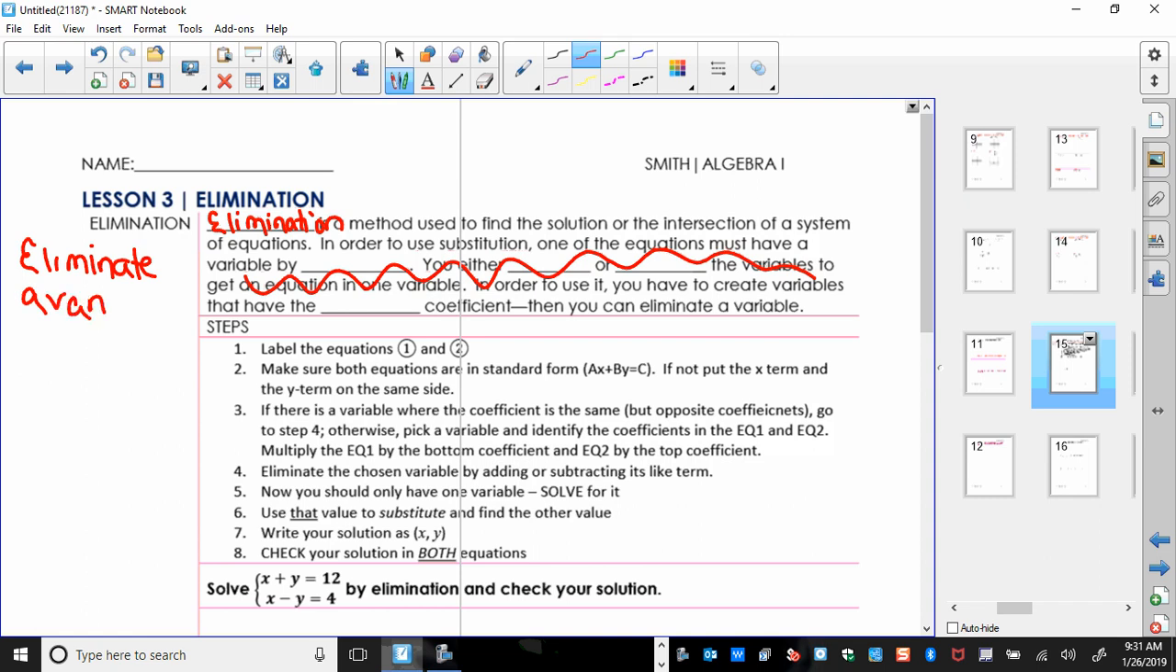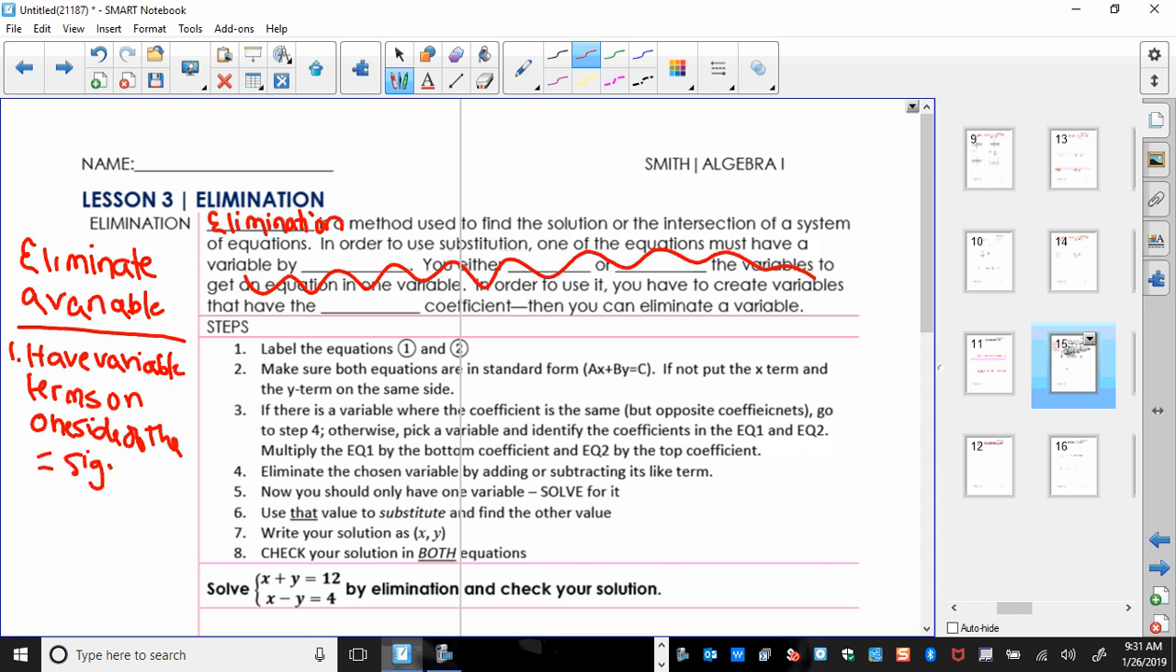We can easily recognize when we're using the process of elimination when we have variable terms on one side of the equal sign. So we only want variable terms on one side of the equal sign.